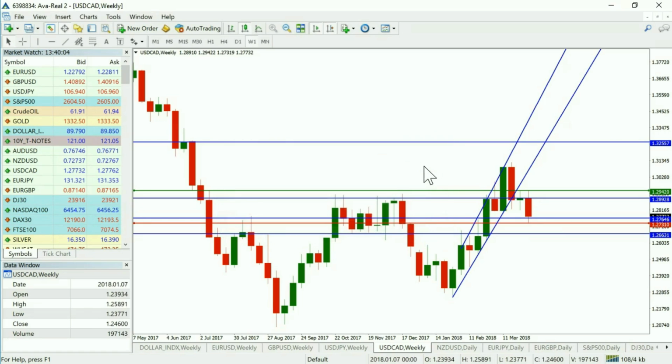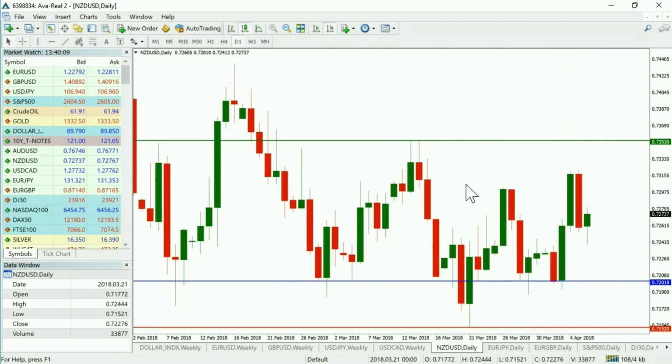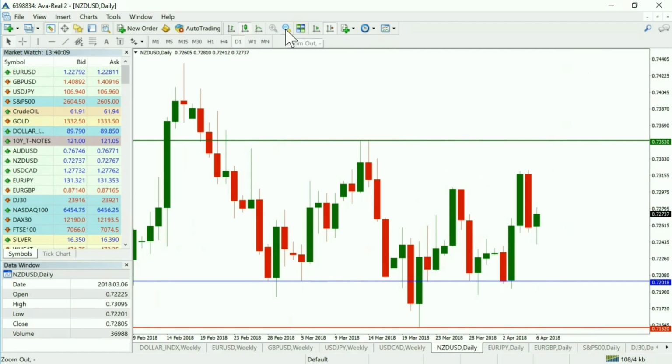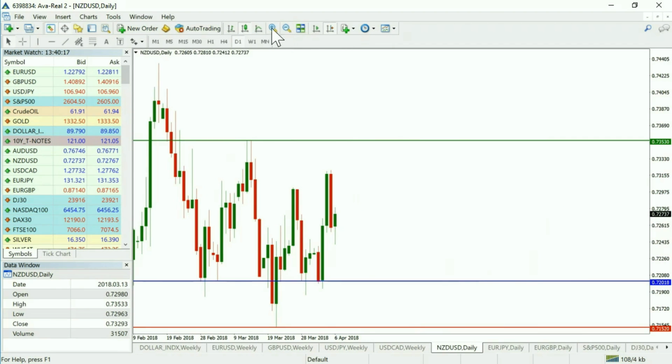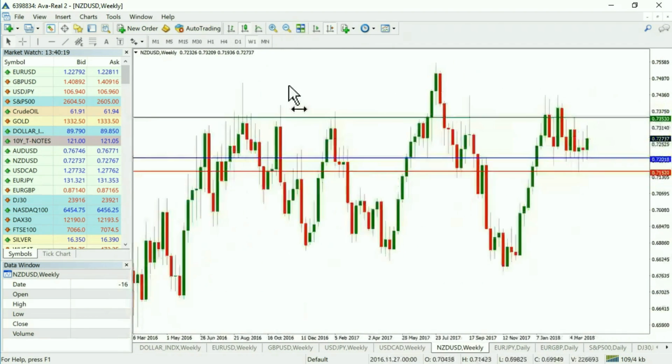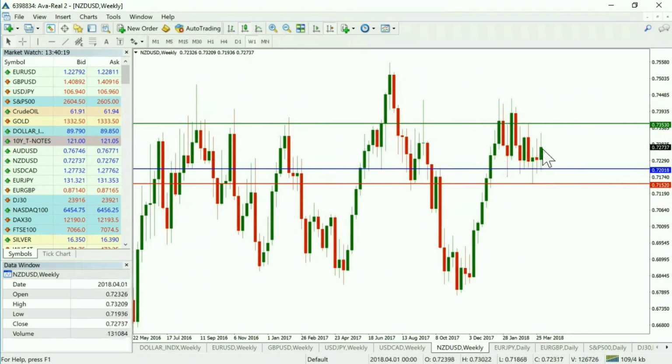$127.31. So that's the dollar CAD. Moving on to the New Zealand dollar. So daily price chart moving sideways in keeping with everything else. Looking at the weekly chart, this is horrible price action. So we're happy to just be standing back from this over the last few weeks. So to the upside, 0.7353, and to the downside, 71.52.